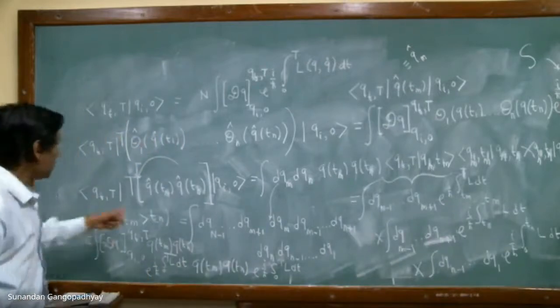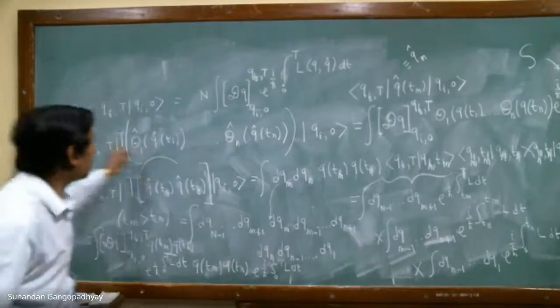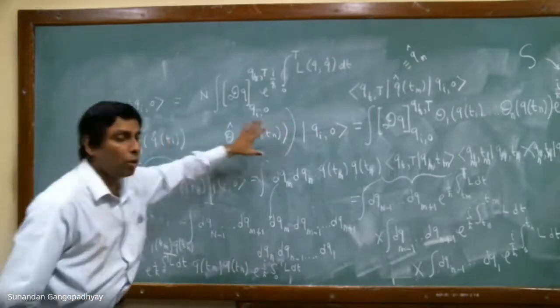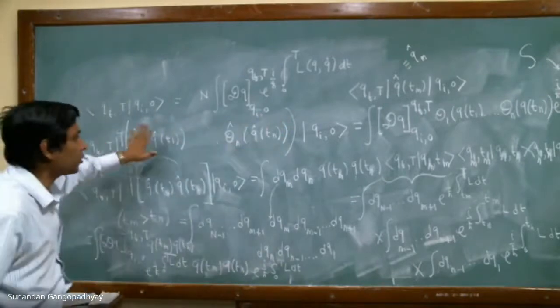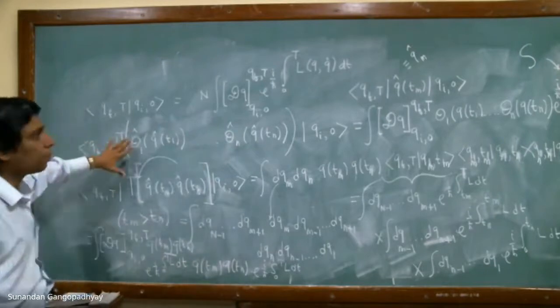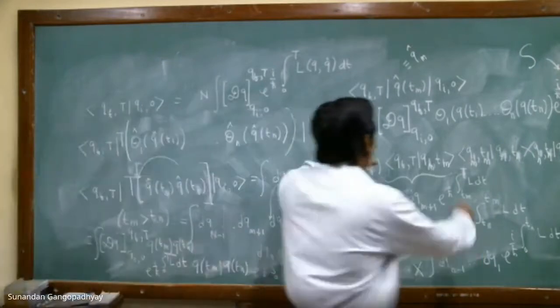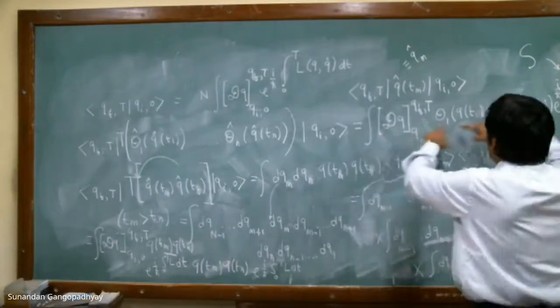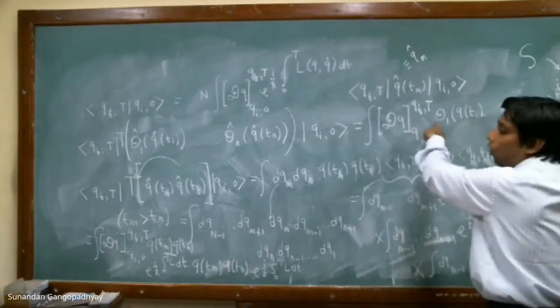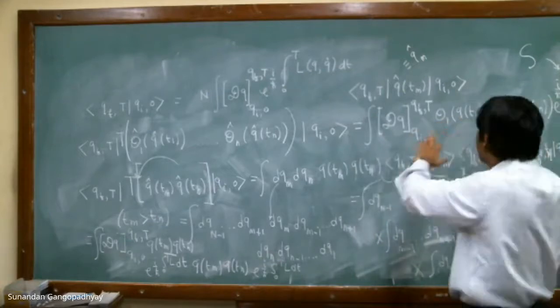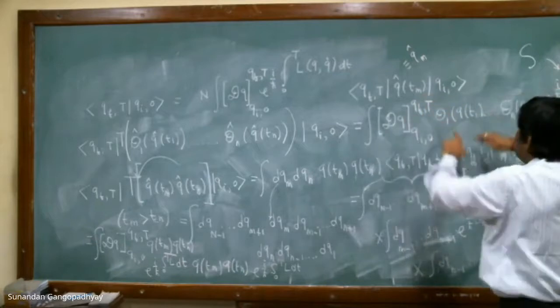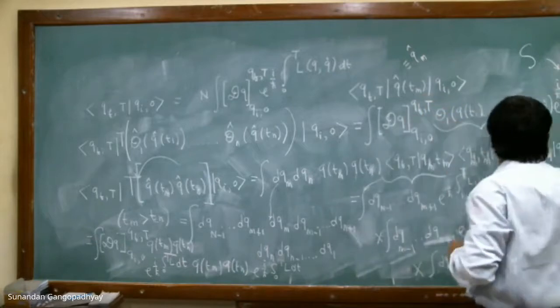So from this result, you can immediately write down a more general result for a string of arbitrary operators which are functions of the position operators. The time ordered product of that is equal to the same path integral, but with these insertions. These are all now ordinary numbers. These are no longer operators. So these are called insertions inside the path integral.